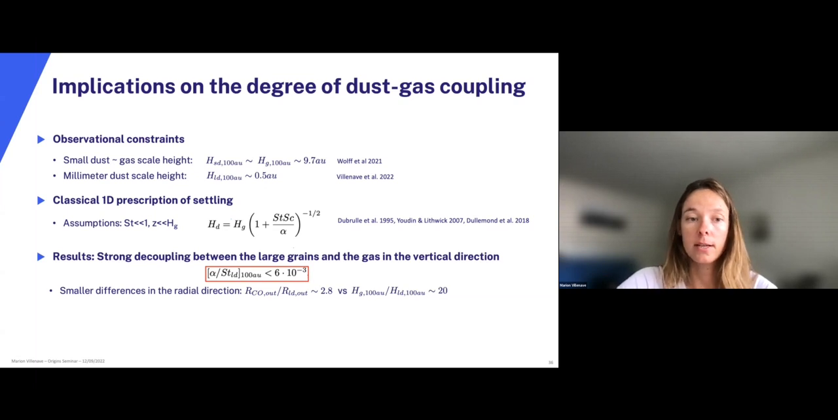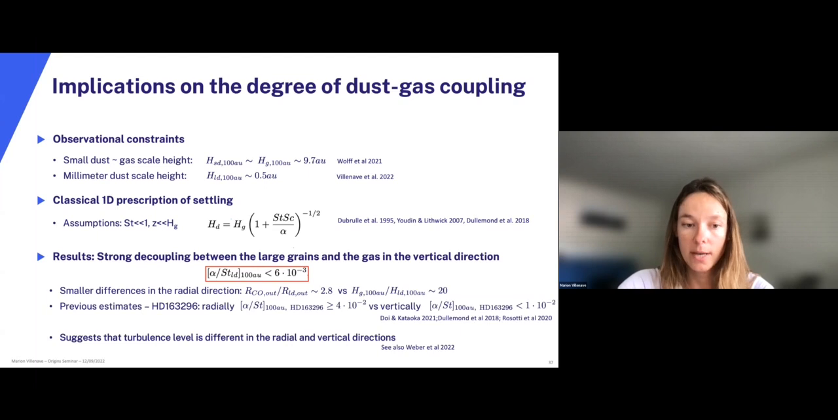And also what we can note is that this equation here is also valid in the radial direction, but in the radial direction, the ratio of gas to dust is significantly less than in the vertical direction. This would imply a much higher value of alpha over Stokes. So this would imply that the radial turbulence is stronger than the vertical turbulence if this approximation, this classical 1D prescription, is valid. And this is consistent with what has been found in HD 163296, where some estimates on the radial alpha over Stokes find a bigger value than the estimate on the vertical. So these observations would suggest that the turbulence level is different between the radial and the vertical direction, vertical turbulence being less strong than the radial turbulence.